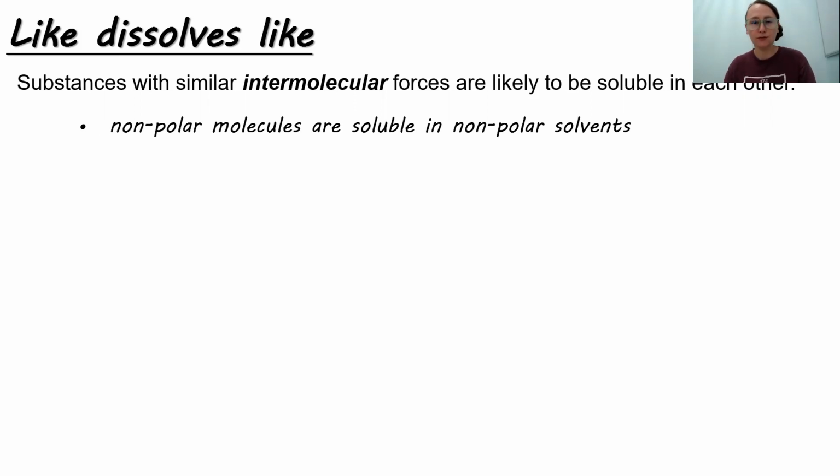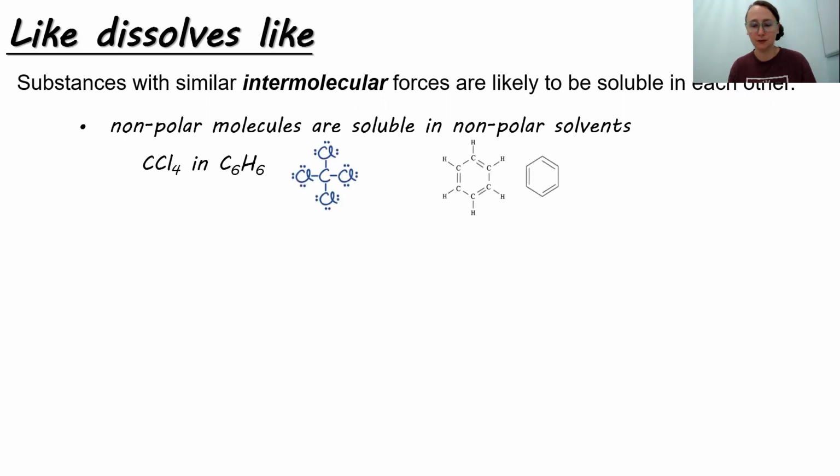Nonpolar molecules are soluble in nonpolar solvents. For example, carbon tetrachloride is soluble in benzene, and here's the Lewis structure. So carbon tetrachloride is a tetrahedral molecule that is nonpolar, and benzene is made up of all carbon and hydrogen, and it is also nonpolar, so those dissolve very well in one another. Benzene is a common nonpolar solvent.